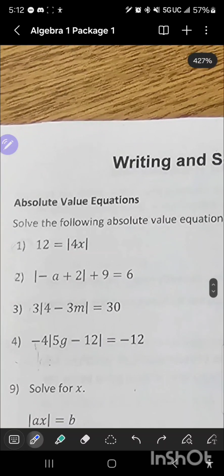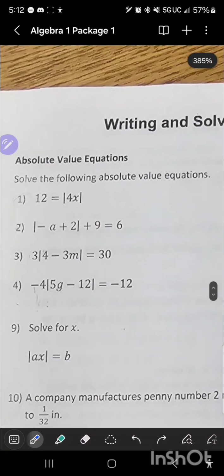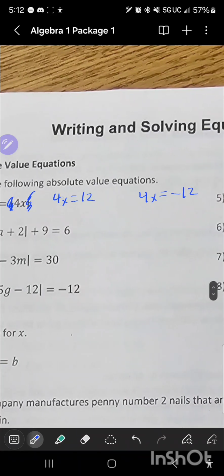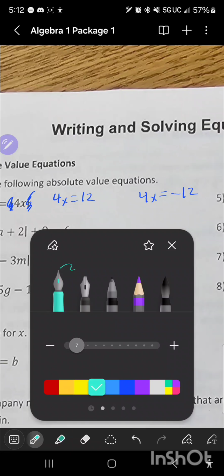That's the reason that when we are solving for an absolute value, we need to take into account that when we are deleting it and just leaving the x, it could be either x equal 12 or x equal negative 12. And we need to solve for that. So we divided both sides by 4.